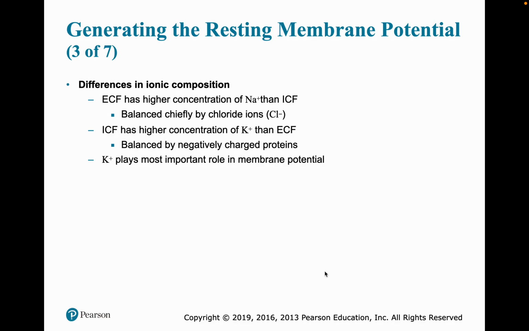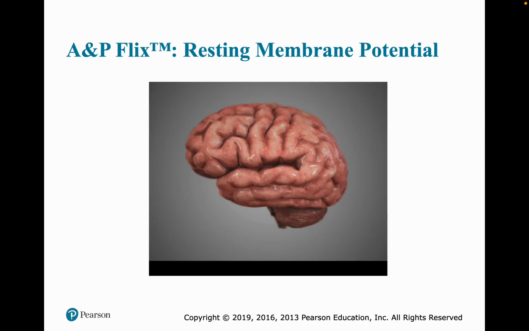As far as the ionic concentrations, the extracellular fluid has more sodium than the intracellular fluid. That's balanced by chloride ions. The intracellular fluid has more potassium than the extracellular fluid, and that's balanced out by the negatively charged proteins. And potassium is going to play the most important role in membrane potential.